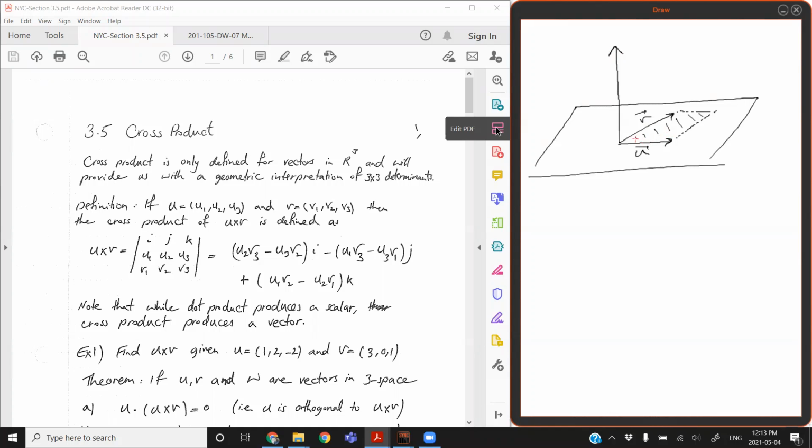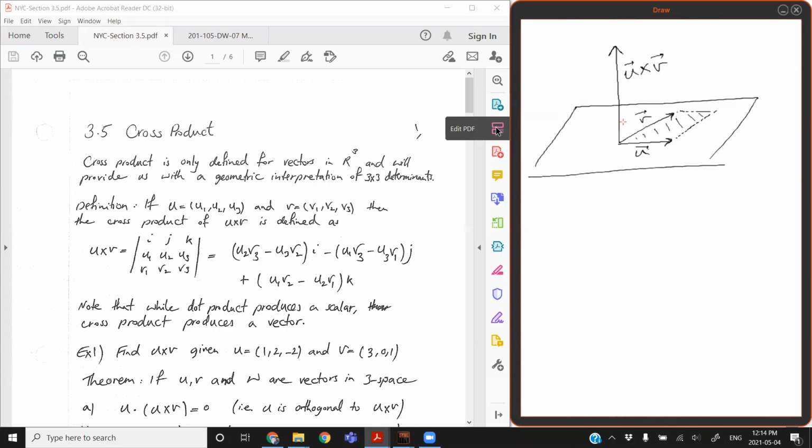So for example, imagine if the angle between u and v was smaller, then this parallelogram was narrower, and then this vector would be shorter. And the maximum area would be when these two vectors are orthogonal with respect to each other. Then the parallelogram becomes a rectangle, and that would be the maximum area. And so this is going to be u cross v. So the notation that we use is this for the cross product.